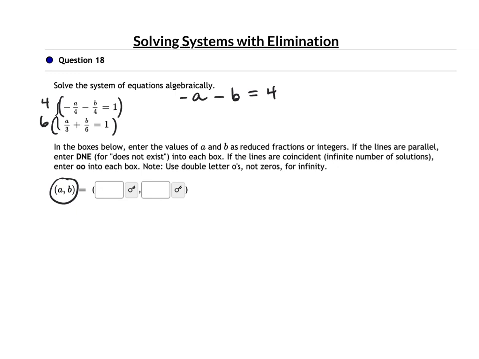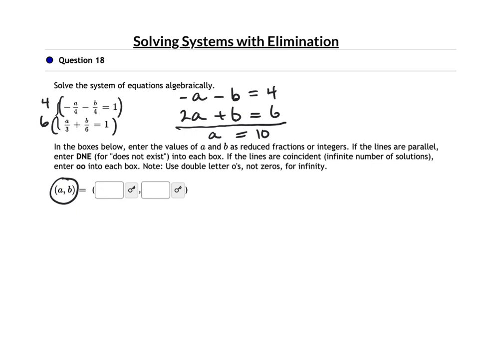I'll take 6 times a over 3. Well, 6 divided by 3 is 2. So that'll be 2a. 6 times b over 6. The 6's cancel, and that'll be plus b. And 6 times 1 is 6. Now this turned out to be nice. I already have a pair of opposites, so I can line things up and add. And negative a and 2a make a. The b's drop out, becomes 0. 4 and 6 makes 10.